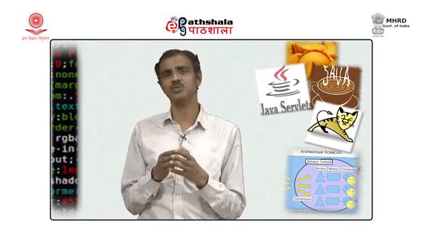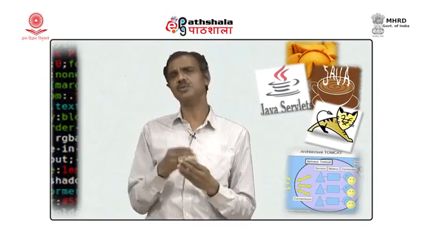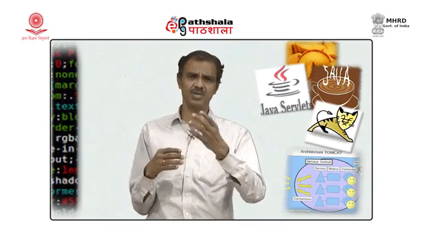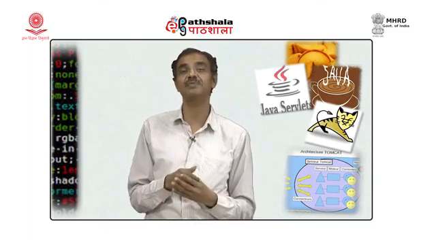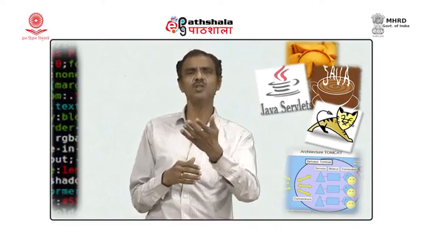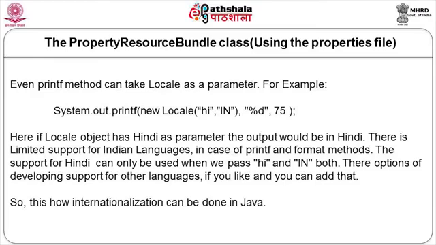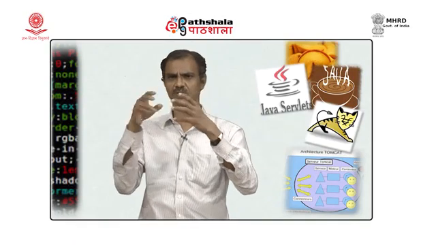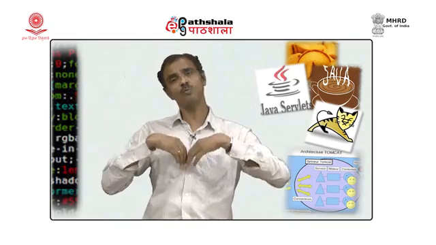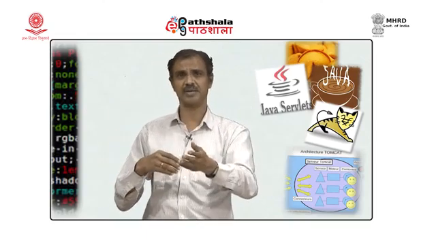Very commonly we use the println method, but there is also a printf method. Even the printf method can take a locale as a parameter. So when you say printf, you do your formatting and then a comma, and you can pass your locale object. For example, you could create a locale object using Hindi India, hi IN, and use it as a parameter while you format. If you are formatting a date or a number, the output will come out in Hindi in that case.